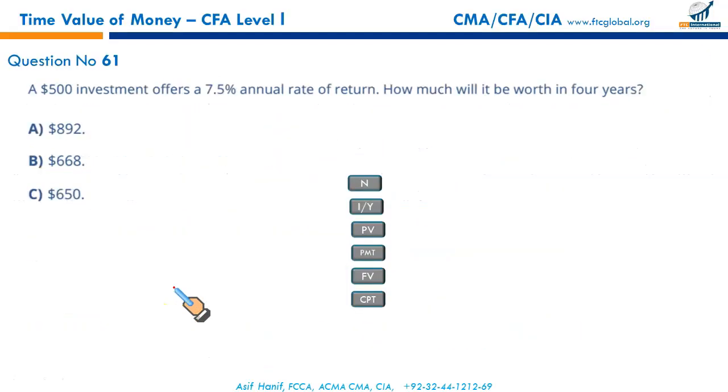Moving on. A $500 investment offers a 7.5% annual rate of return. How much will it be worth after 4 years? There is no periodic compounding, just annual compounding. So we're talking about 4 years, 7.5 rate, 500 is the payment. Now, no regular payments, just need to calculate the future value. Punch in these numbers, get your result, that is 668, and move on.